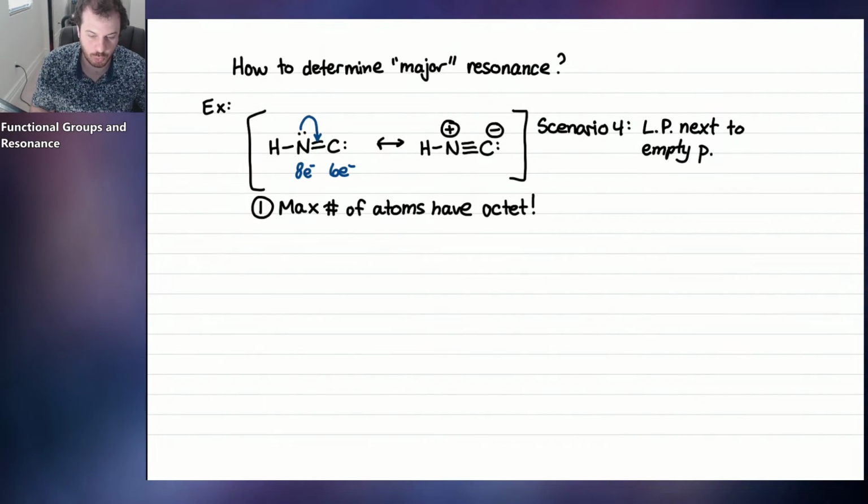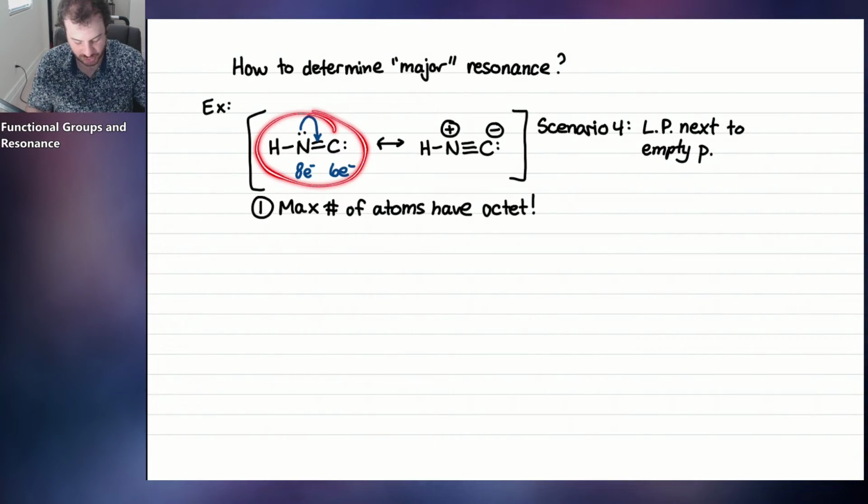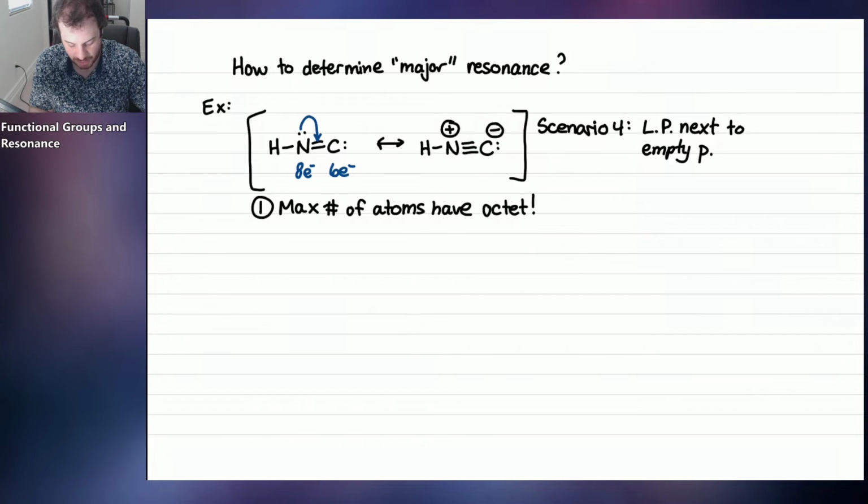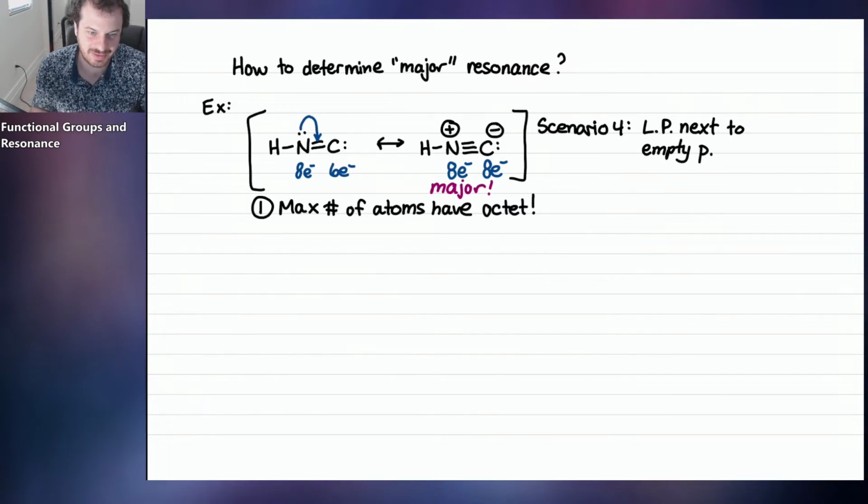That is the most important rule. So looking at these two resonance structures, which one has the maximum number of atoms with a full octet? It's the second one. Remember, in the first resonance structure, this carbon only had 6 electrons. But look, in the second resonance structure, the carbon has 8 now. 1, 2, 3, 4, 5, 6, 7, 8. And the nitrogen also has 8 electrons. 1, 2, 3, 4, 5, 6, 7, 8. So the second resonance structure is the major resonance structure because it satisfies rule number 1, which is the maximum number of atoms have an octet.